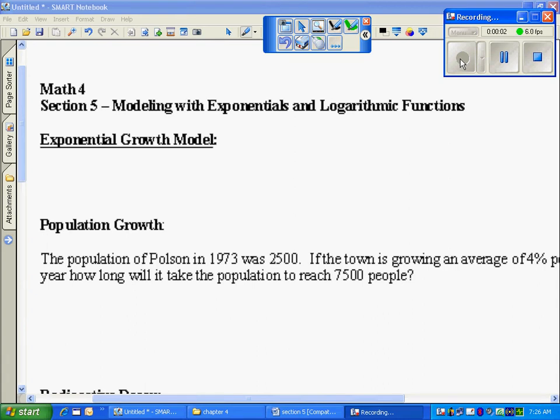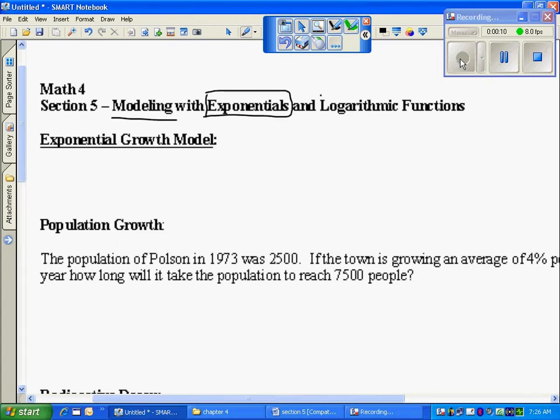The last section in Chapter 4, Section 5, is basically story problems. We're going to model situations either exponentially or with logarithms. So exponential growth usually happens where we have population growth, or in science where we have radioactive type things such as decay, bacteria growth or decay.